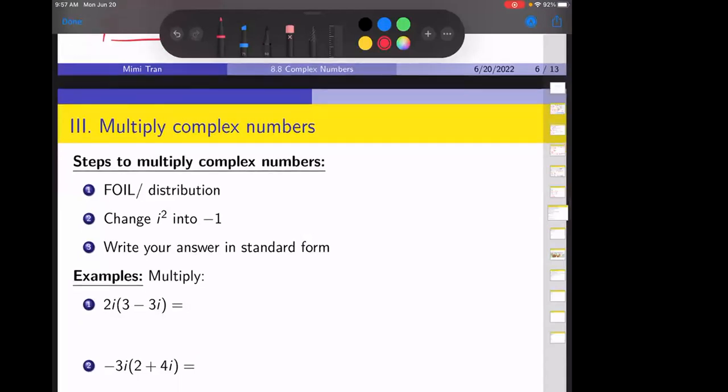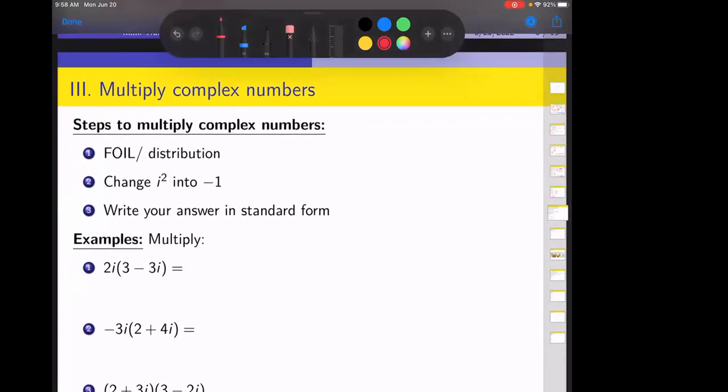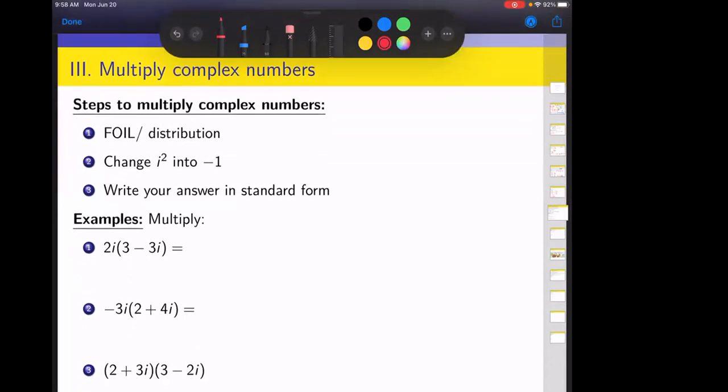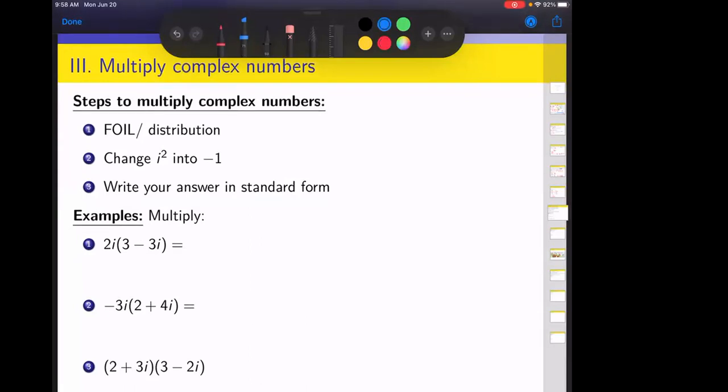Now you can multiply or divide complex numbers. We talk about multiply first. For multiplying complex numbers, first, if you have 2 binomials, you FOIL. If you have a number multiplying a binomial or trinomial, you distribute, right? So FOIL or distribution. Then change i squared into -1, because i squared equals -1. And then write your answer in standard form. Standard form means a plus bi.